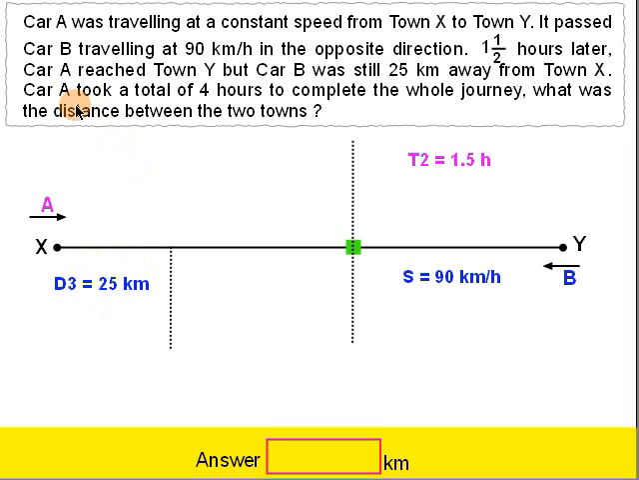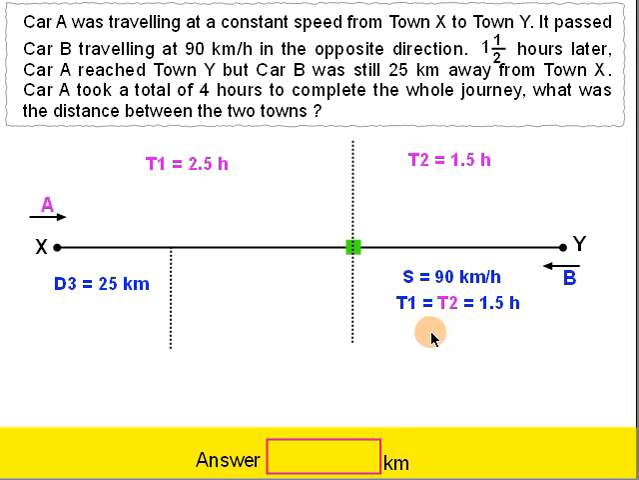Then car A took a total of 4 hours to complete the journey. Car A took 4 hours to complete the whole journey. What was the distance between the two towns? Since car A took 4 hours for the whole journey, and this part he took only 1.5 hours, the first initial part would be 4 minus 1.5, which is 2.5 hours. Then we're supposed to find the distance between the two places. The time taken by car B from here to here is 1.5 hours.